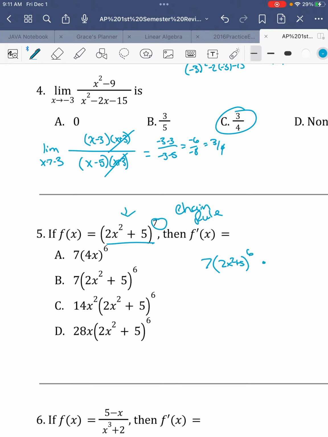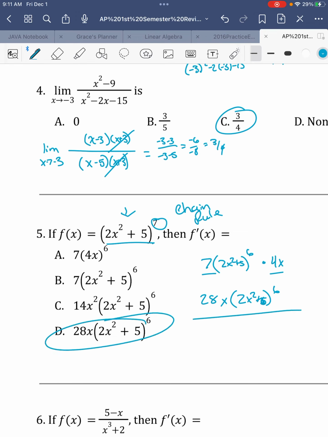Times, you got to remember to do the derivative of the inside, so the derivative of 2x squared plus 5 would be 4x. Then we can put the 7 and the 4x together because they're all being multiplied. And when it's multiplied, you can multiply anything in any order that you want to. So 7 times 4 is 28. Put the x in front. And then we've got the 2x squared plus 5 to the power of 6 down at the end. And then this matches answer choice D.